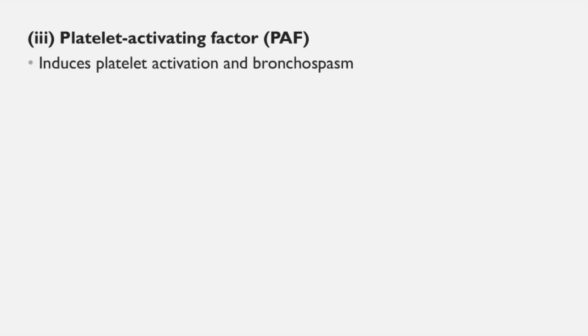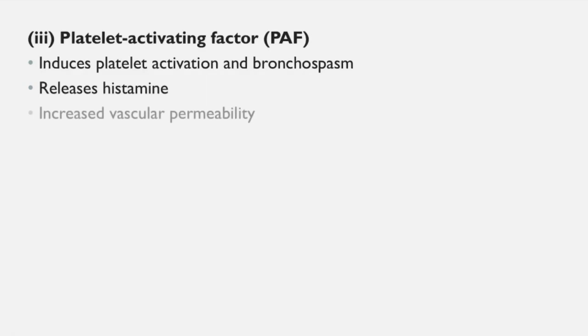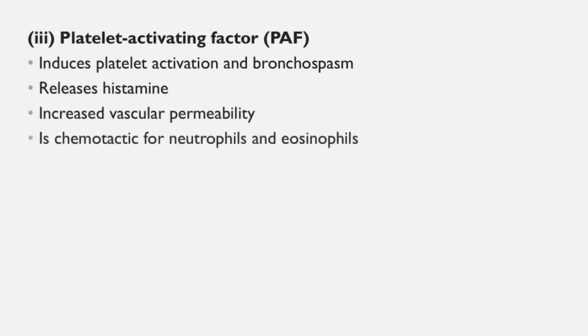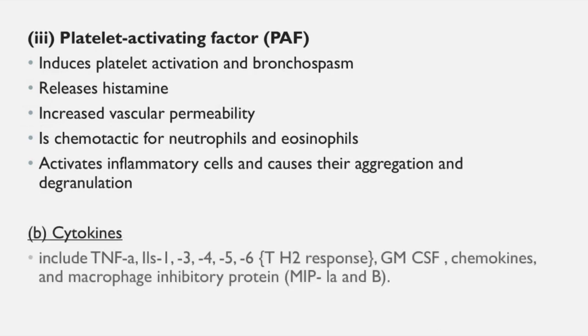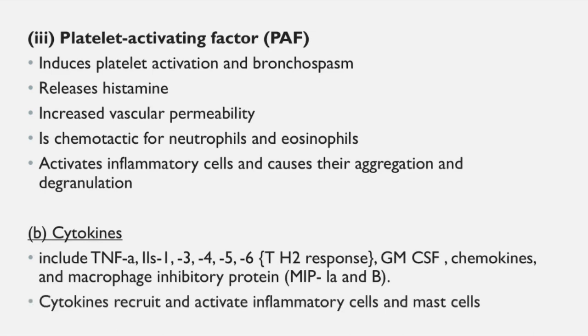Platelet-activating factor induces platelet activation and bronchospasm, releases histamine, increases vascular permeability, is chemotactic for neutrophils and eosinophils, activates inflammatory cells and causes their aggregation and degranulation. Cytokines include TNF-alpha and interleukins 1, 3, 4, 5, 6, which show the Th2 response, GM-CSF, chemokines, and macrophage inhibitory protein MIP-1alpha and 1beta. Cytokines recruit and activate inflammatory cells and mast cells.